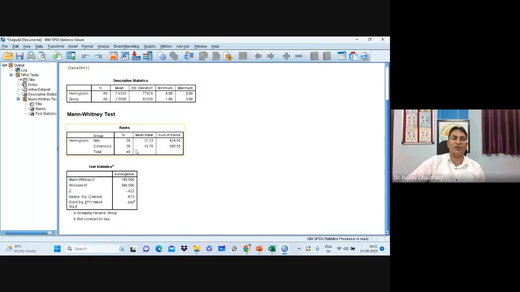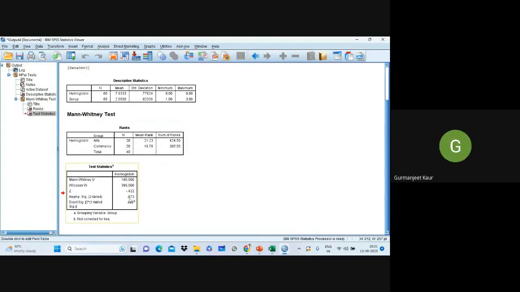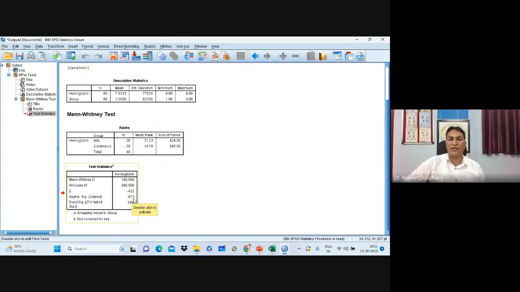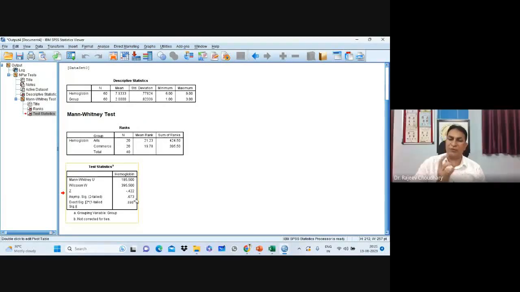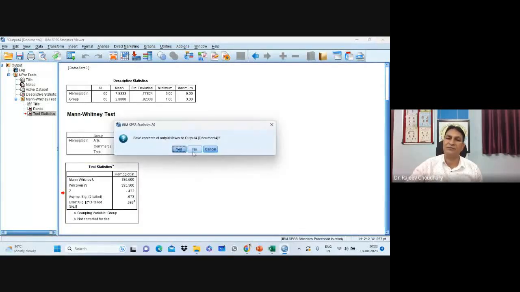Now two groups are compared, arts versus commerce, consisting of 40 subjects, 20 in each group. The Mann-Whitney value is 185.50, and for the two-tailed test the significance value is 0.673. Since this value is higher than 0.05, both arts and commerce groups possess the same level of hemoglobin. There is no significant difference between the hemoglobin level of the arts and commerce groups. Is it okay?